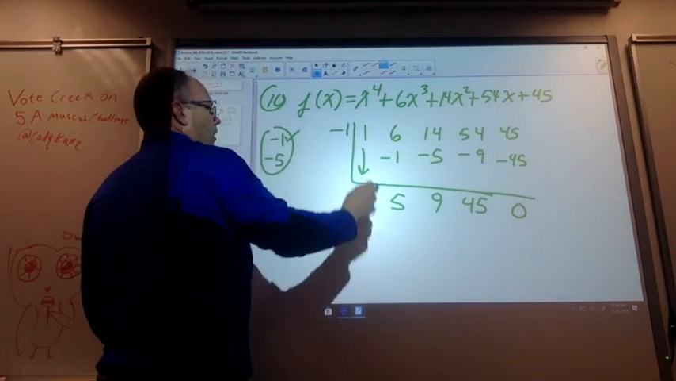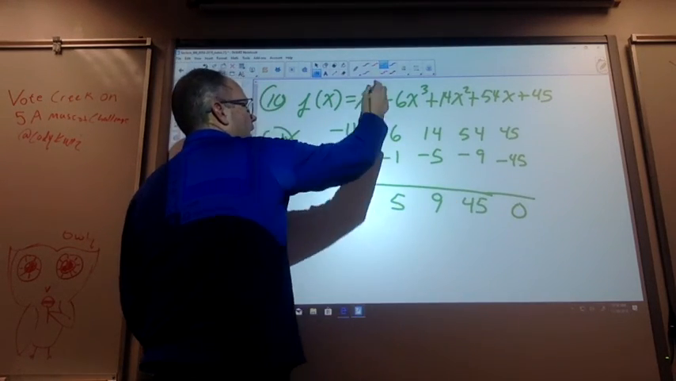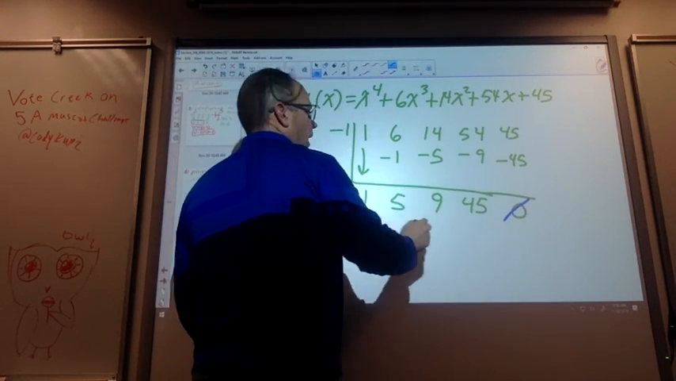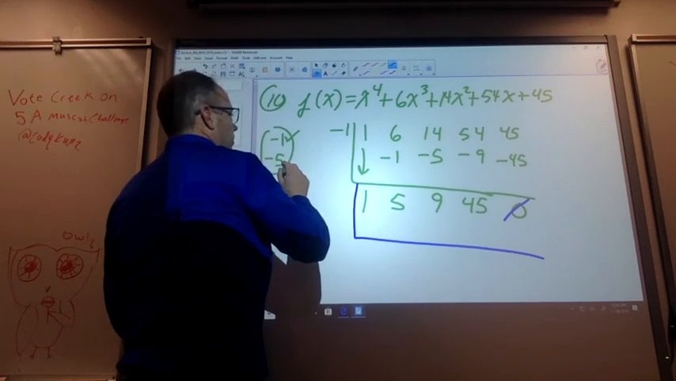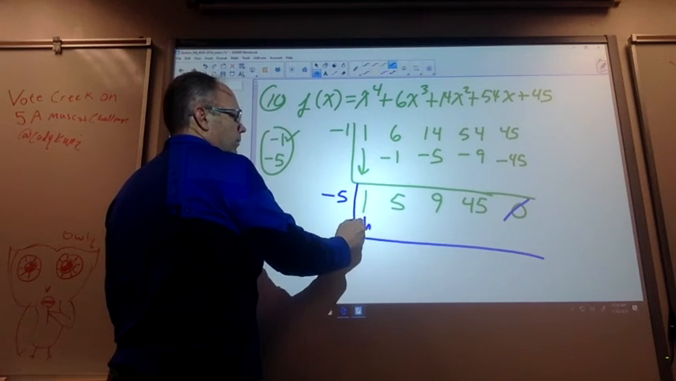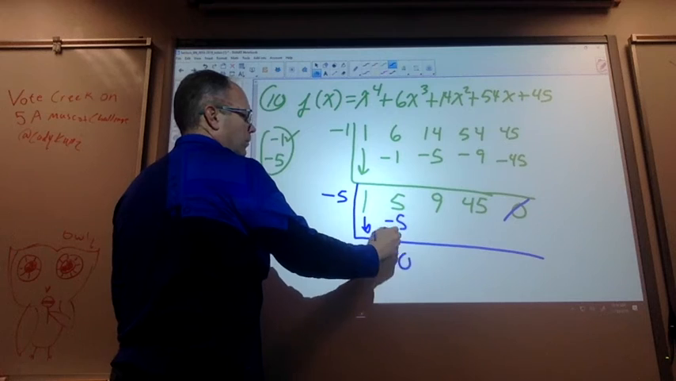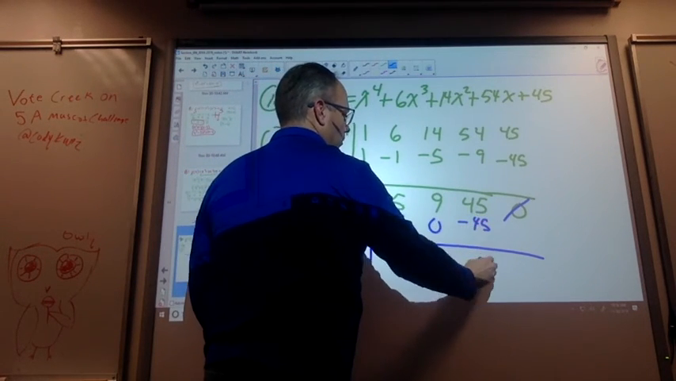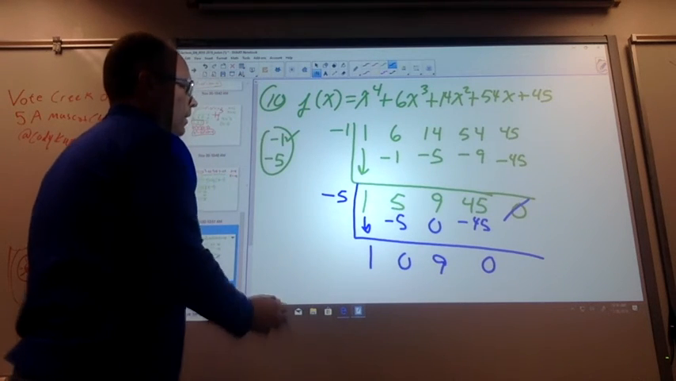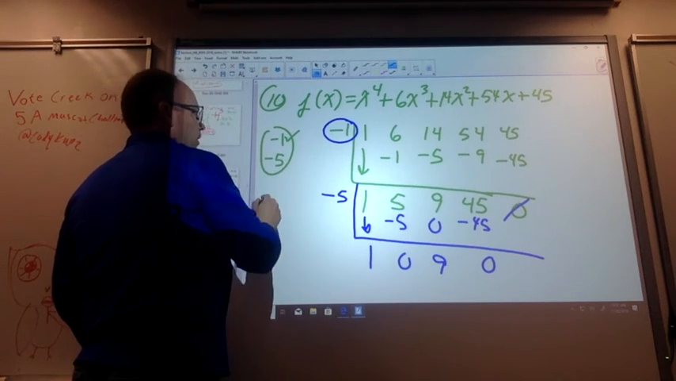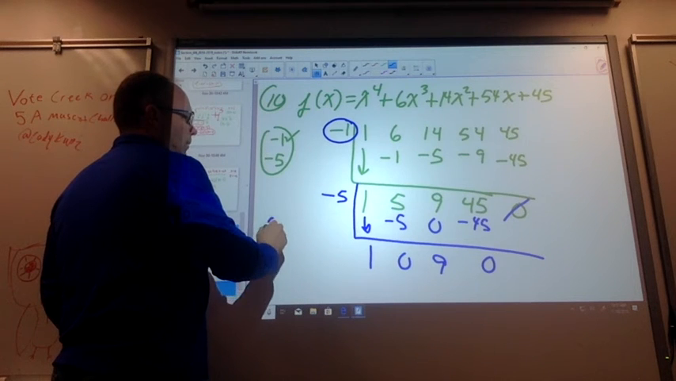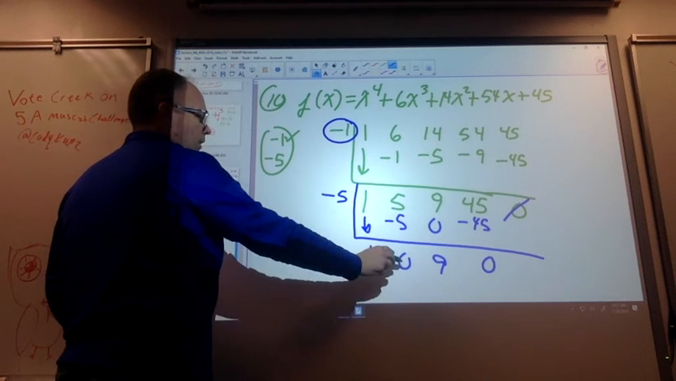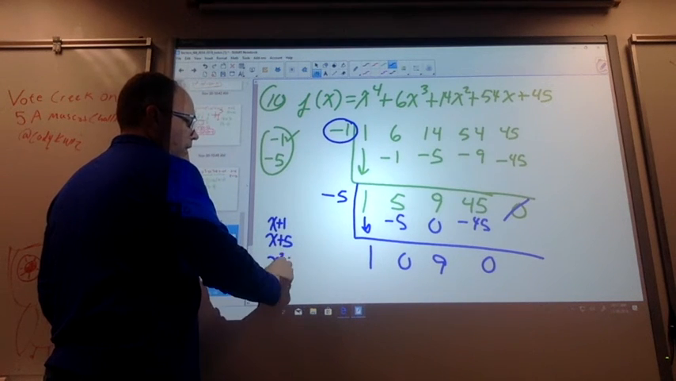So check. What degree polynomial is this now? 3rd. Yeah, because it was 4th, now it's 3rd. So I'm going to synthetically divide with my negative 5. Okay, sweet. So this is x plus 1, this is x plus 5, and this right here is x squared plus 9.